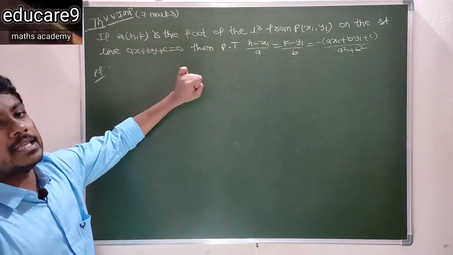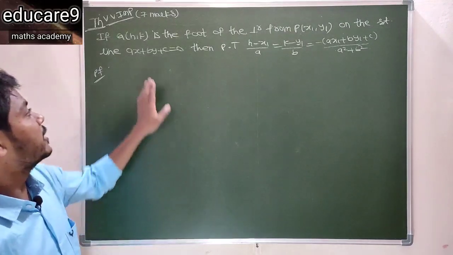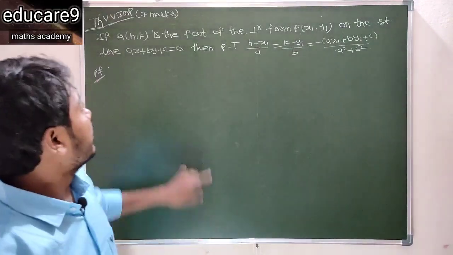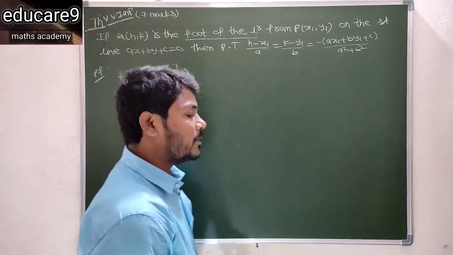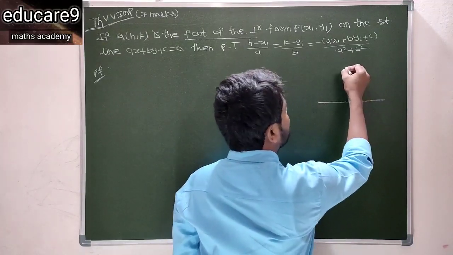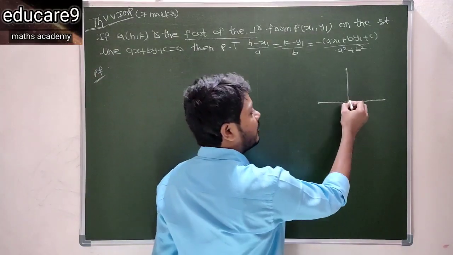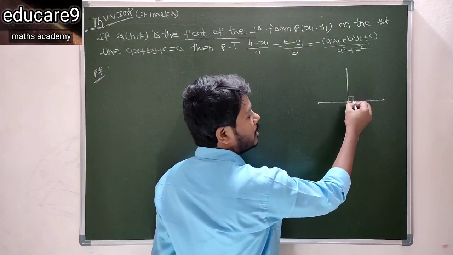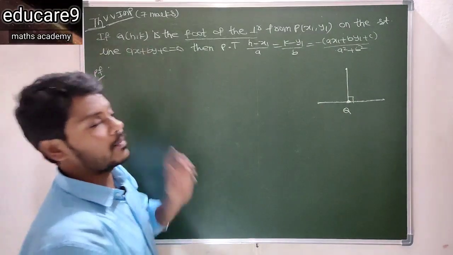If Q(h, k) is the foot of the perpendicular from the point P(x1, y1) on the given straight line, then prove this formula. So what is meant by foot of the perpendicular? Foot of the perpendicular means if two lines are perpendicular, then the point of intersection of these two lines is called the foot.